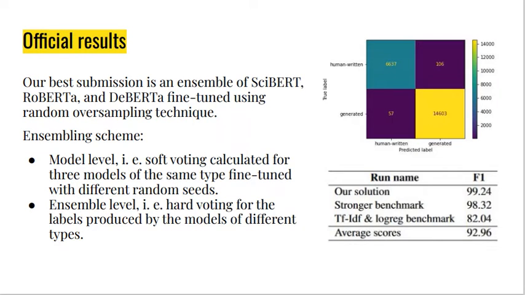Next, for our best submission, we used an ensemble of SciBERT, RoBERTa, and DeBERTa, fine-tuned using random oversampling. We used the following ensembling scheme. First, we used soft voting calculated for 3 models of the same type, and at the next stage, we used hard voting for the labels produced by the models of different types. And finally, our model ranked 3rd place in this competition.